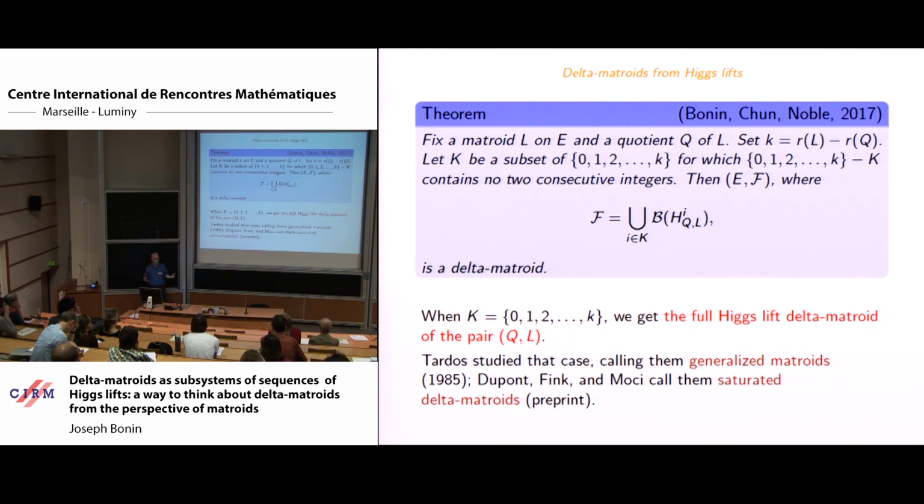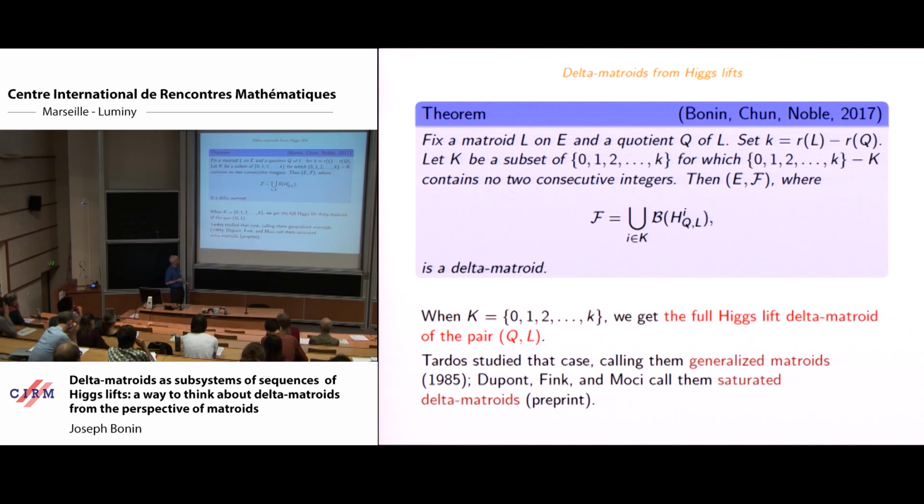And the general theorem, another example, a general theorem that's actually very easy to prove, but it's the context of what we're doing, is this. Whenever you have a quotient lift pair and you look at this collection of Higgs lifts, and you do what we just did, take sets that are bases of any one of these as the feasible sets, you always get a delta-matroid. And in fact, you can leave out any particular level of that, provided you don't leave out 2 consecutive ones.